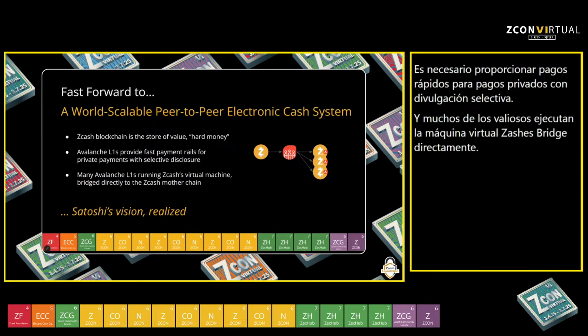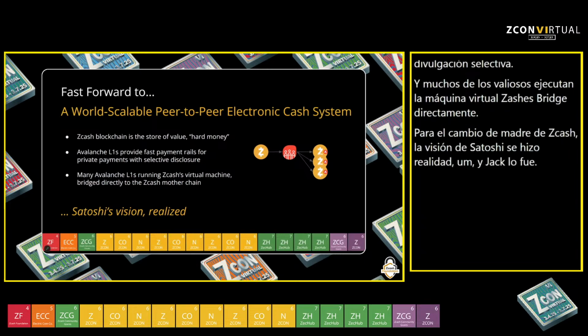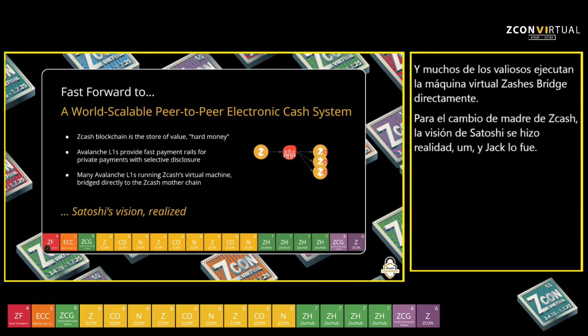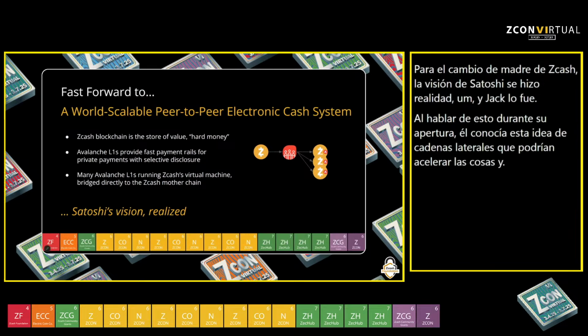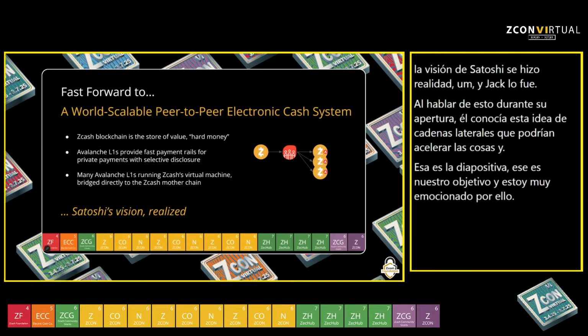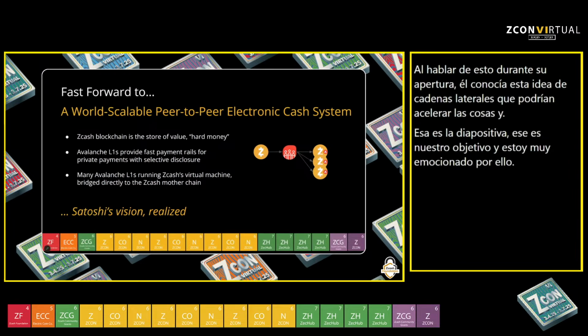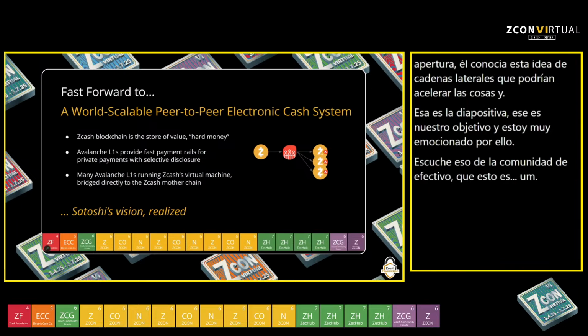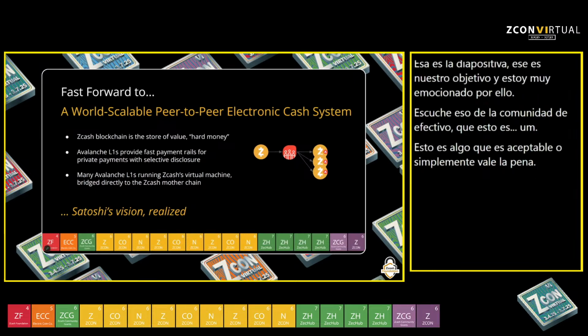And Jack was talking about this during his opening keynote, this idea of side chains that could speed things up. And that is this slide. That's what our goal is. And I'm so excited to hear from the Zcash community that this is something that's acceptable or just worth exploring, because I think it's worth exploring.